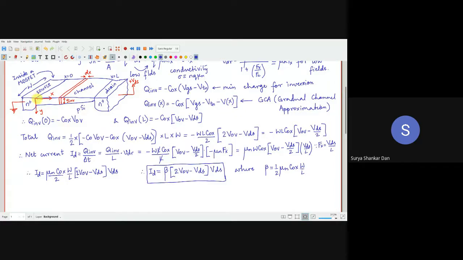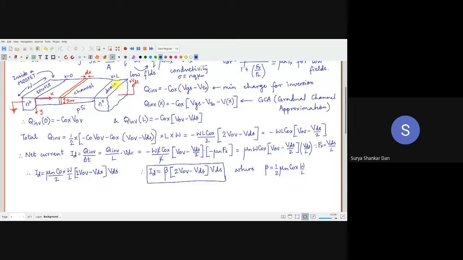So if we take x equal to 0, then there the potential V of x is 0. Why? Because you have put it as a ground, dear. Here it is ground, so the potential at x equal to 0 at the source terminal will be 0. That means it will be simply minus Cox into VOV. Now VOV is basically VGS minus VT, the gate overdrive. So what is the inversion charge at the drain end?